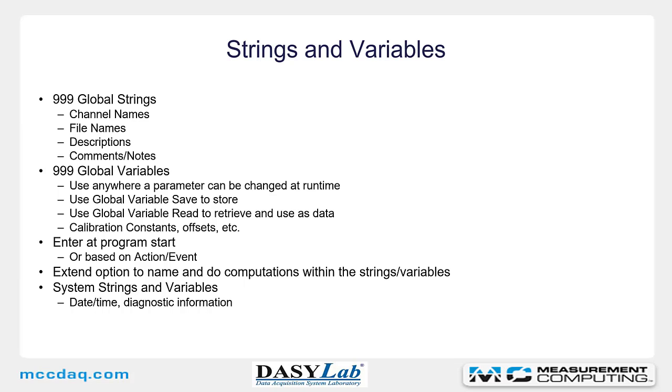You can use the global variable save module to store a variable from a data channel, and you can use the global variable read module to retrieve the value of the global variable and use it as data, as a data channel. Variables can be used for calibration, constants, offsets, pretty much anywhere a module parameter will allow you to insert a global variable. You can configure strings and variables to be entered at program start or based on an action and an event while the measurement is running.